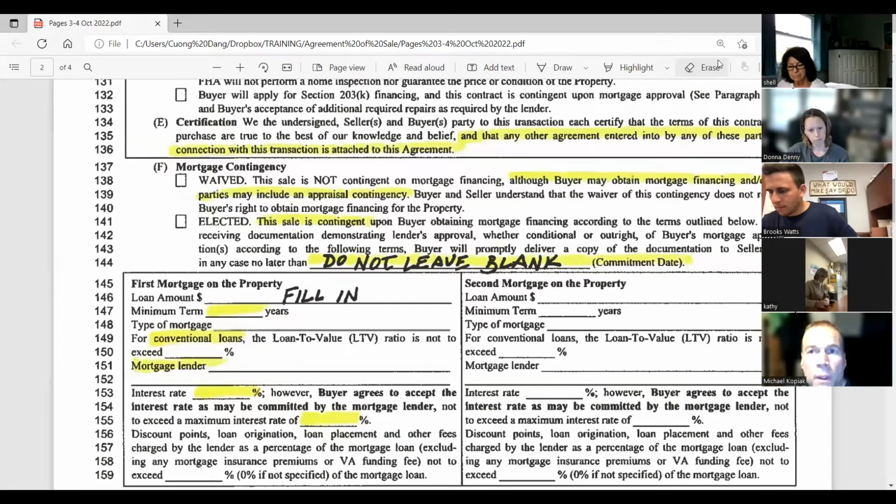What if they initially select waived mortgage contingency, and then they end up obtaining mortgage financing? Do they have to go back, and how does the commitment date factor in on this contract? Okay, so they waived the mortgage contingency, but they're still going to obtain mortgage financing. Do they still have to give a commitment date? No.